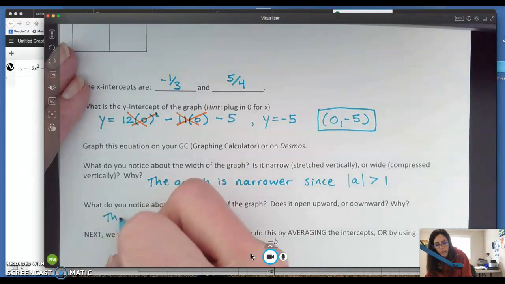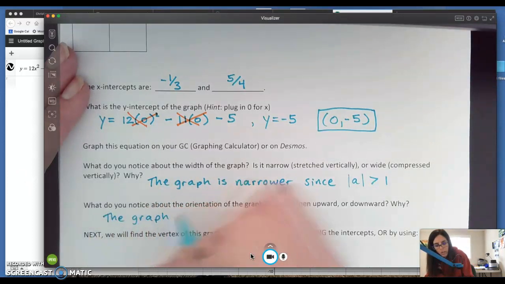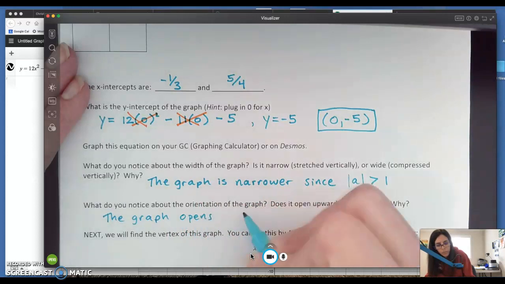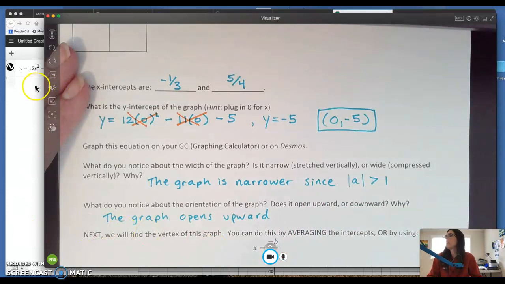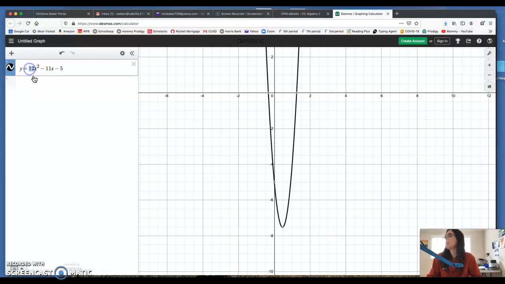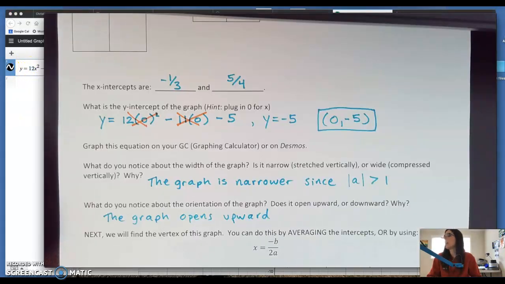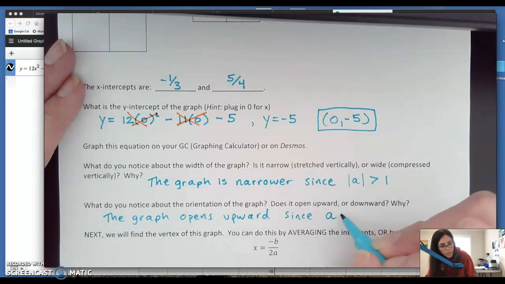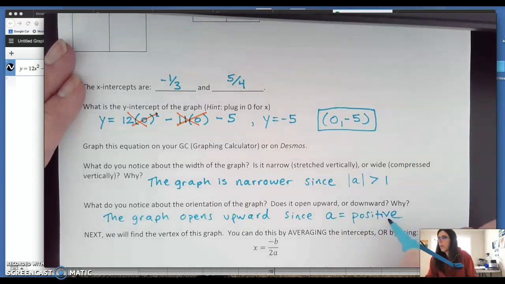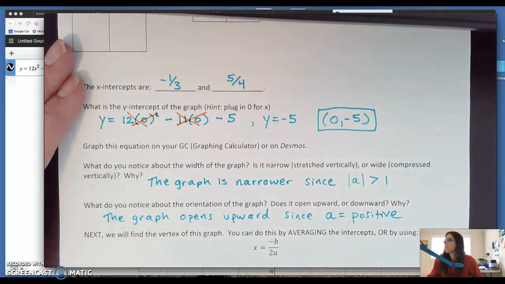So I'm going to do that. The graph opens upward. And we will say for our reason that, again, it has to do with the 12. This time, not so much because it's an integer, but more because what kind of integer? It's a positive number. And I'll say since A equals positive. So obviously if it were negative, it would be opening the other way.